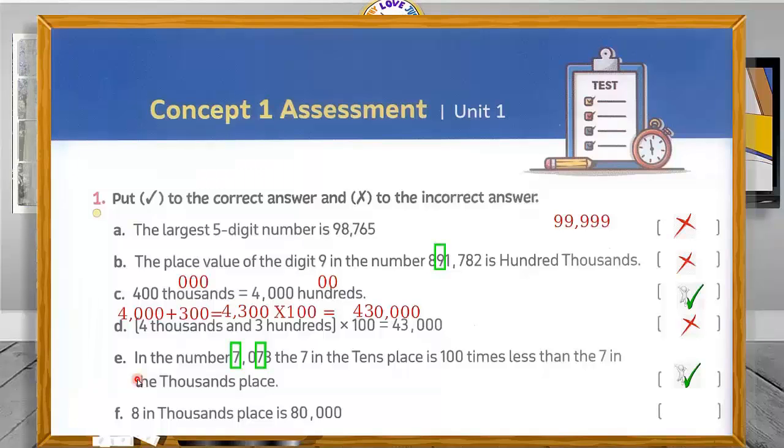That means the expression is right. 8 in the thousands place is 80 thousand. 8 in the 10,000th place is 80,000, but here 8 in the 1000th place is 8,000. So this is not right. The right answer is 8,000.